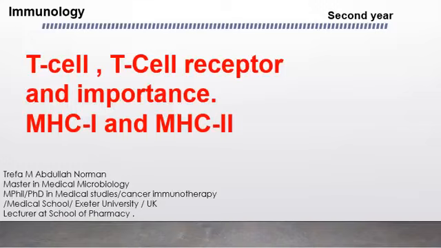So today we're gonna talk about the T cells and the T cell receptor, with the importance of each of them. I'm also gonna talk about the MHC class 1 and MHC class 2, because they have an important role in activating the immune system, and in how the peptide fragments attach or connect with the T cells and activate the immune cells.